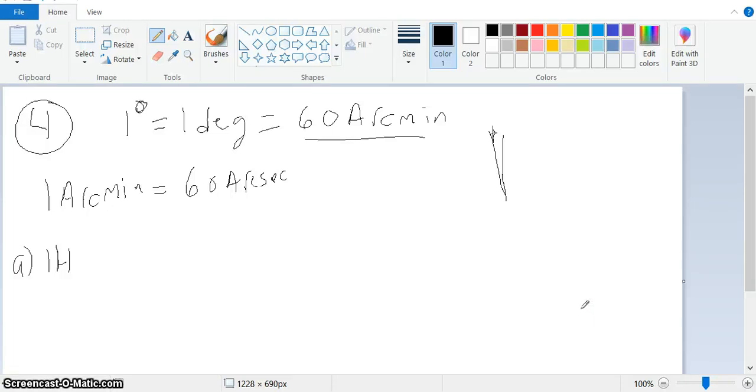Right, this part is really important to understand. You have to use these conversions. Now, in this problem, problem number 4, especially part A here, they're trying to trick you. So do not be faked out by this.